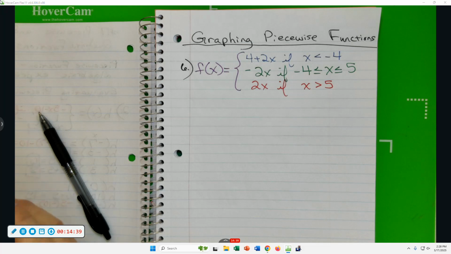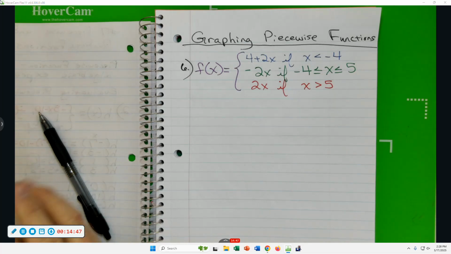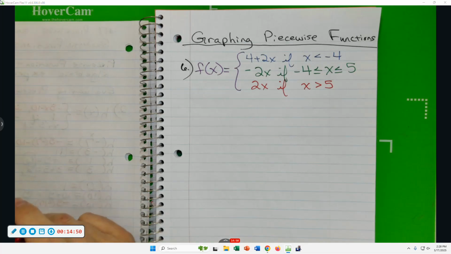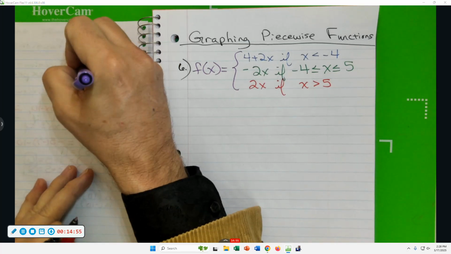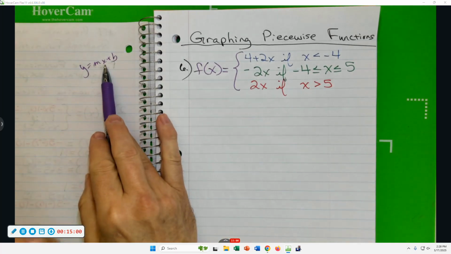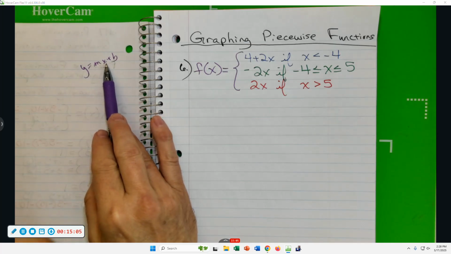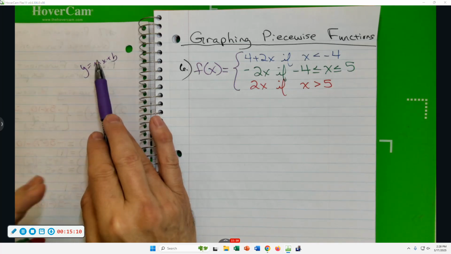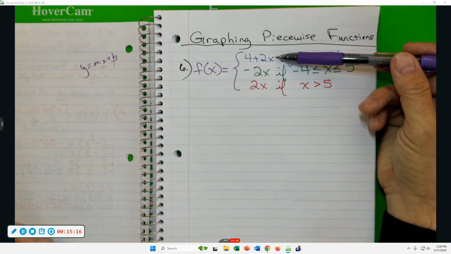We've already graphed some functions. The first ones we graphed were linear functions, and we said that the equation of a line can be written in the form y equals mx plus b. You can't have an x squared. If it's a line, you can't have an exponent on the x unless it's just the assumed power of 1. You can't have an x under a square root. You can't have an x under a denominator. And when I look at this, y equals 4 plus 2x, that's a line.